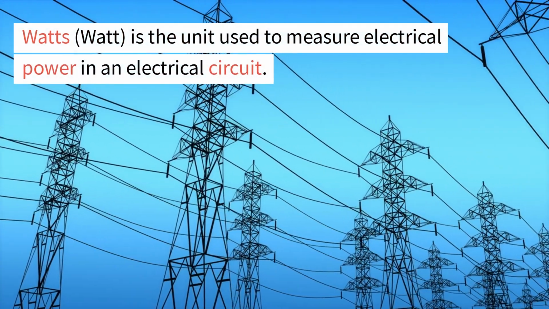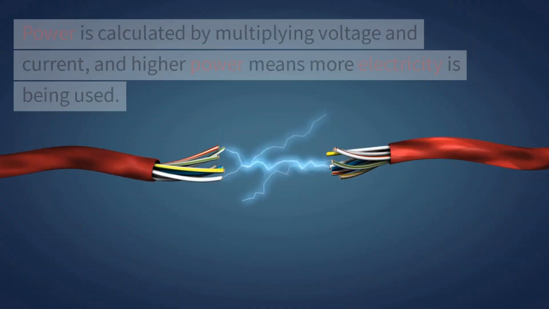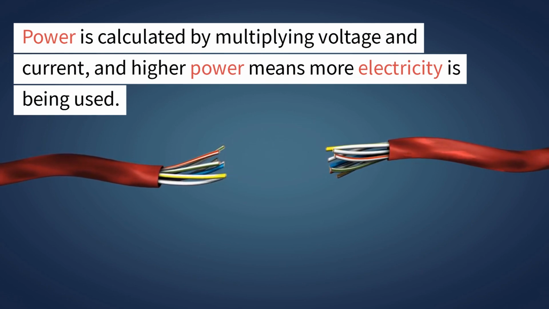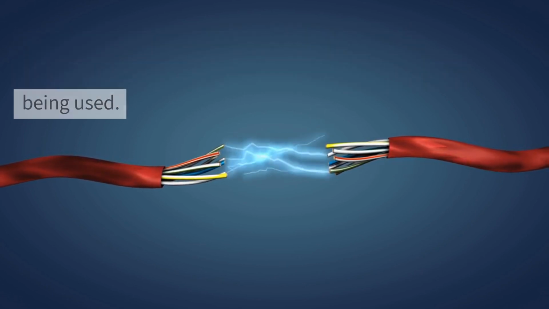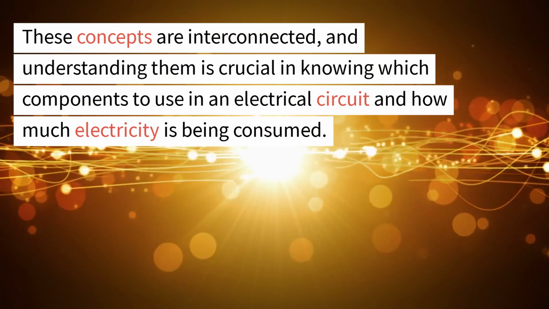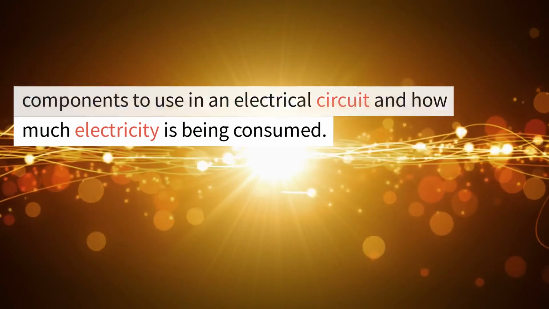Watt is the unit used to measure electrical power in an electrical circuit. Power is calculated by multiplying voltage and current, and higher power means more electricity is being used. These concepts are interconnected, and understanding them is crucial in knowing which components to use in an electrical circuit and how much electricity is being consumed.